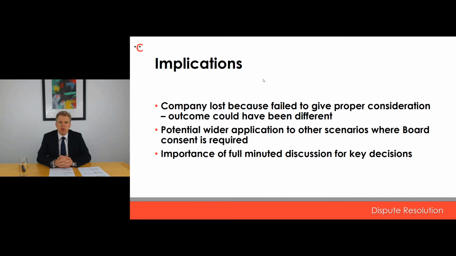This situation applied specifically to the exercise of a share option, but I don't see any reason at all why it couldn't be used as authority for other decisions where the consent of a board of directors is required, and I expect the court to similarly imply into those decisions a duty to act reasonably. So this emphasises the importance of a board of directors taking decisions at properly constituted board meetings with minutes taken and all the relevant information being before the board.